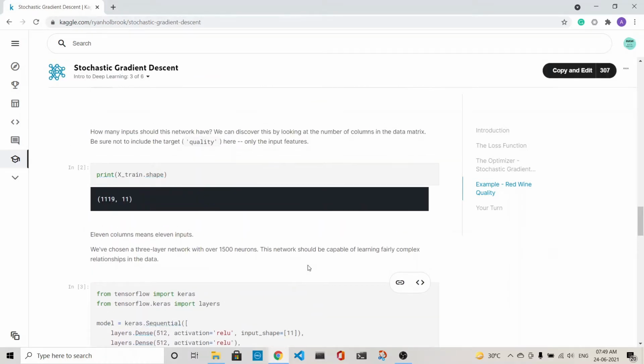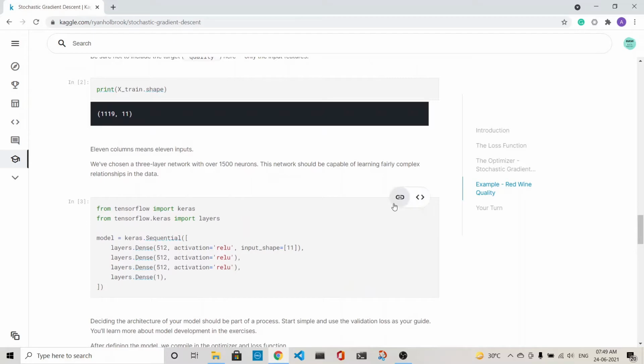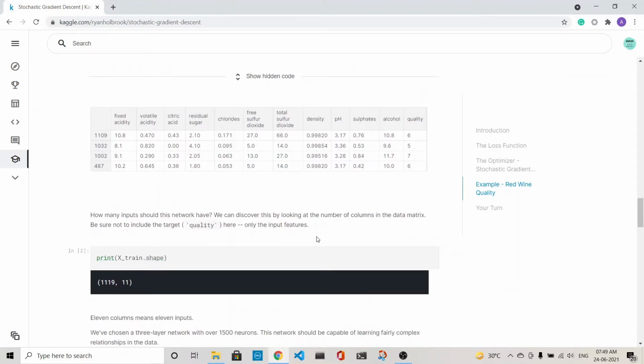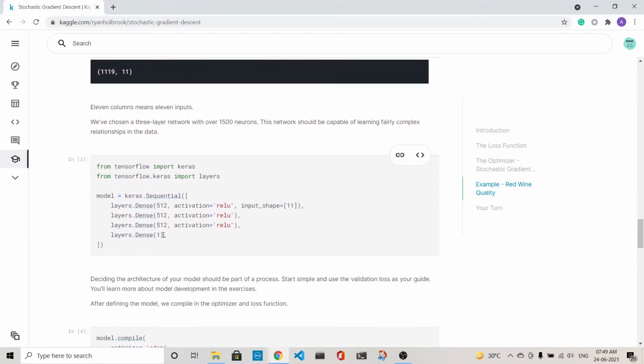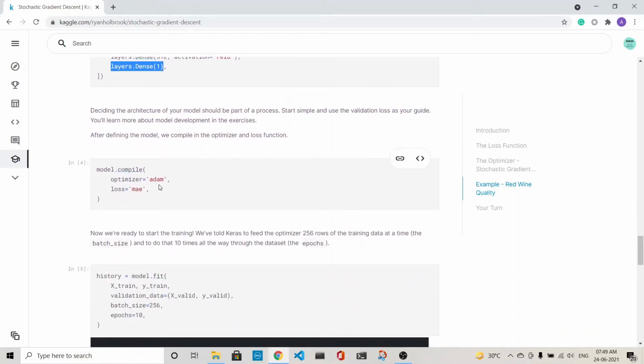Another thing is how many inputs are there. So there are 1, 2, 3, 4, 5, 6, 7, 8, 9, 10, 11. 11 inputs are there. That's why the input shape is 11. There you go for 512, and then it is a 3-layer network. So you repeat it, and the last layer is a dense layer, which is 1 unit. So this is a very simple network, and then you use an Adam optimizer and a loss of MAE.